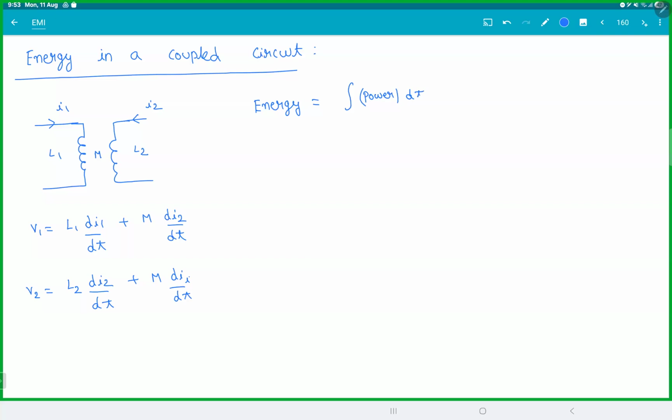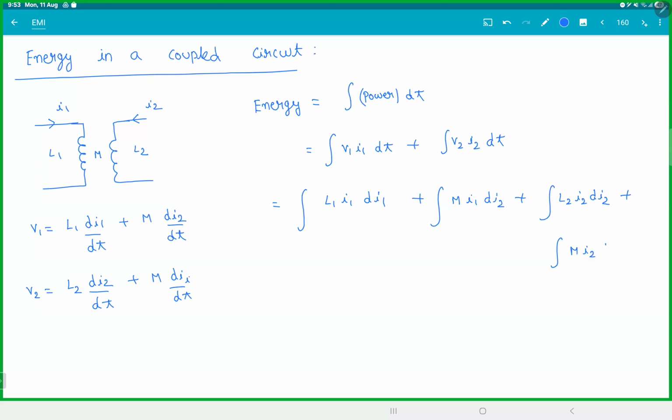And power is nothing but voltage into current. So this will be integral V1 I1 dt plus integral V2 I2 dt. When you substitute that, you will notice you end up with L1 I1 di1 plus M I1 di2, plus L2 I2 di2 plus M I2 di1.